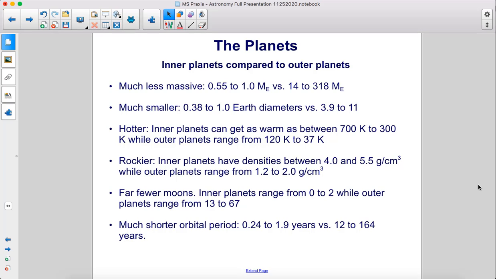They have far fewer moons. Inner planets range from 0 to 2, while outer planets range from 13 to 67. They have much shorter orbital periods, 0.24 to 1.9 years versus 12 to 164 years.